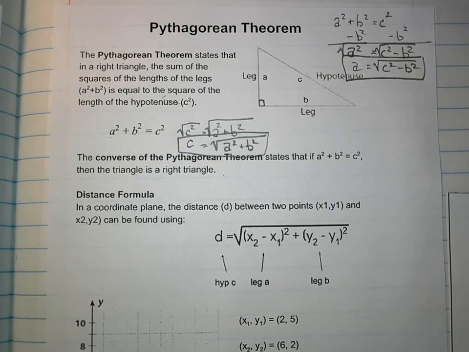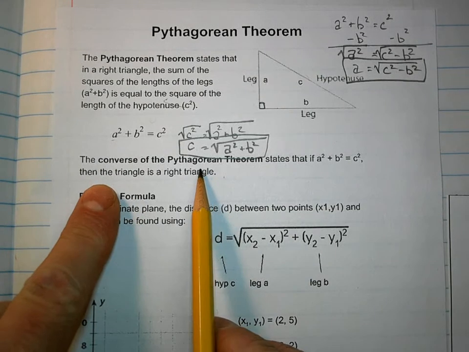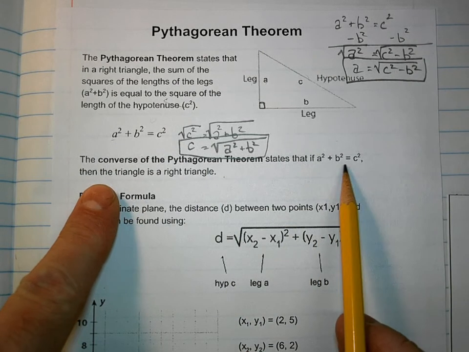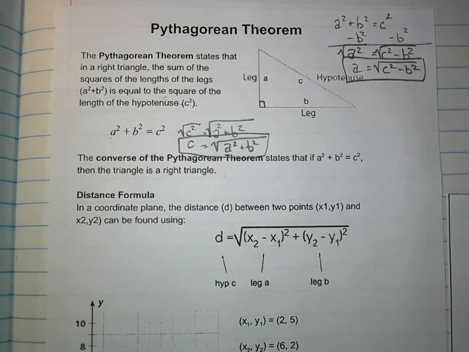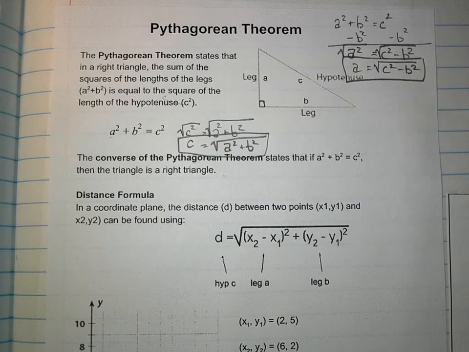So let's talk about the converse of the Pythagorean theorem, and that's actually a lesson coming up, so I won't belabor it. The converse of the Pythagorean theorem states that if a squared plus b squared equals c squared, then it's a right triangle. So if I give you three numbers, and you put them in your calculator, type this in your calculator.